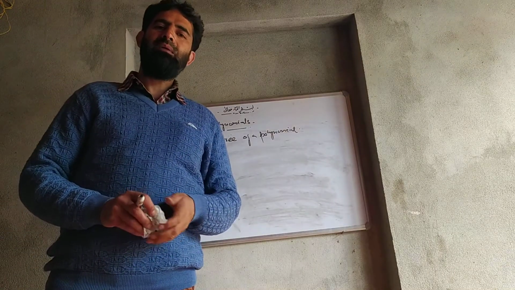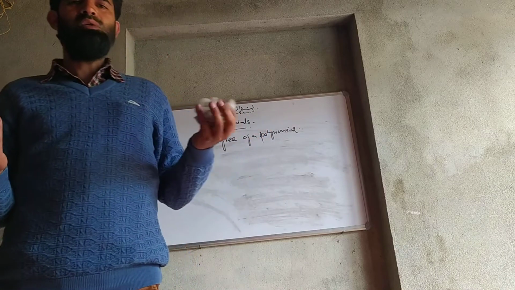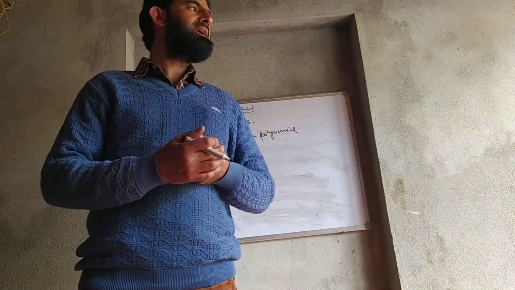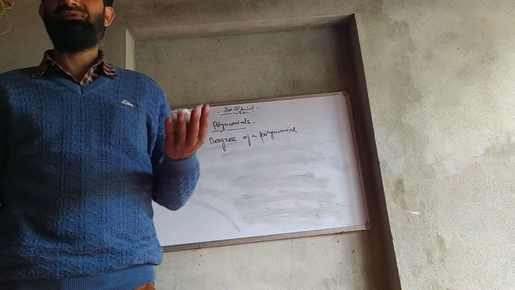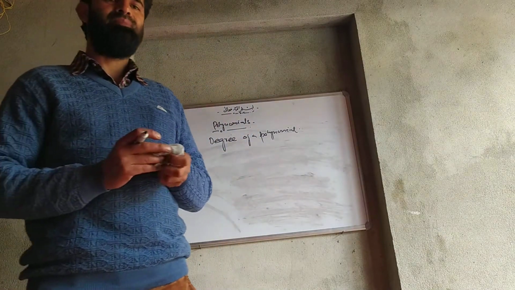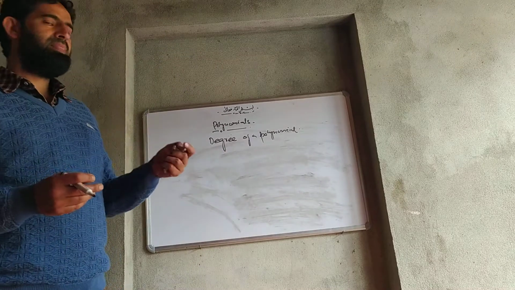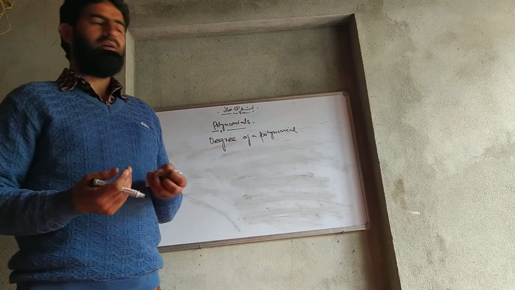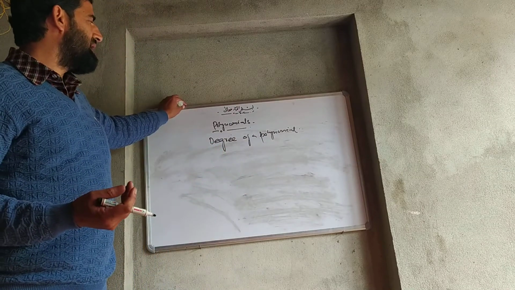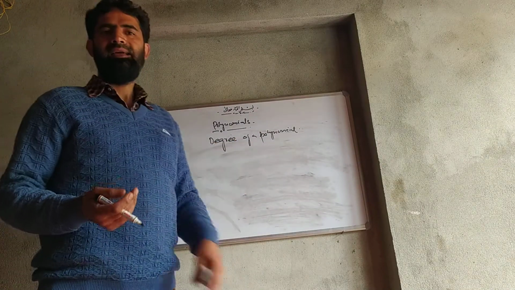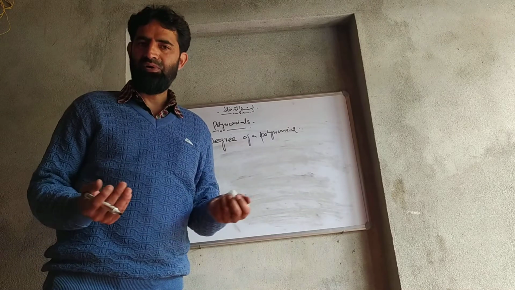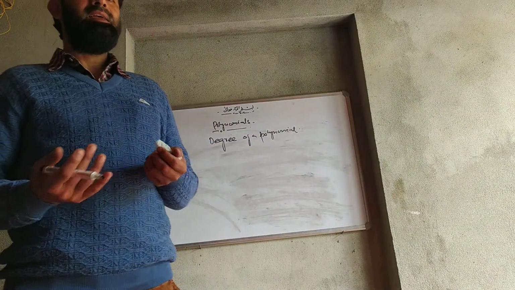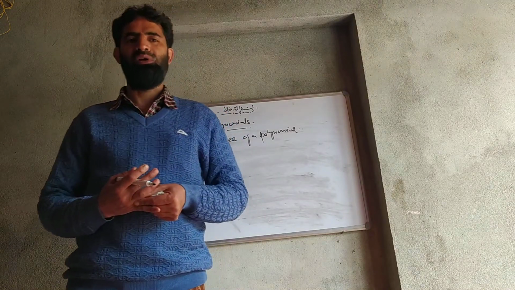Variable, you know what is a variable? A variable is anything whose value varies from situation to situation, or whose value is different from situation to situation. When the degree of a polynomial is 1, it is called a linear polynomial. If the degree is 2, it is called a quadratic. If it is 3, it is called a cubic polynomial.